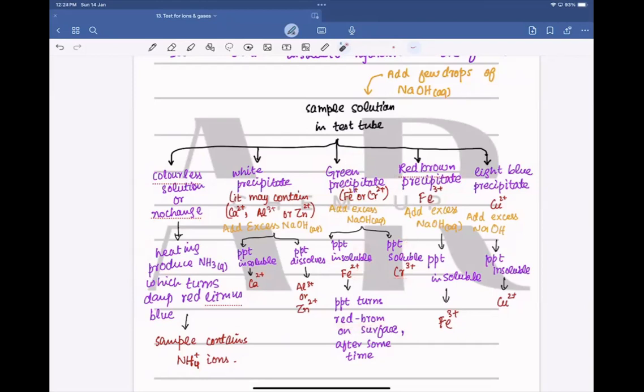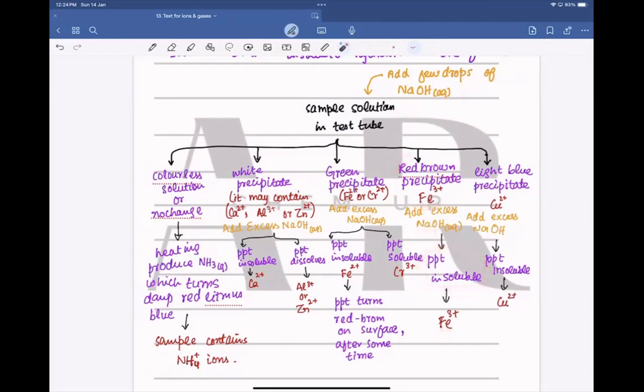And if you have added a few drops of sodium hydroxide in a sample solution and now you observe a red brown precipitate, it means there is a Fe3 positive ion. We again add excess aqueous sodium hydroxide, and the precipitate remains insoluble. It confirms the presence of iron 3 positive ion.